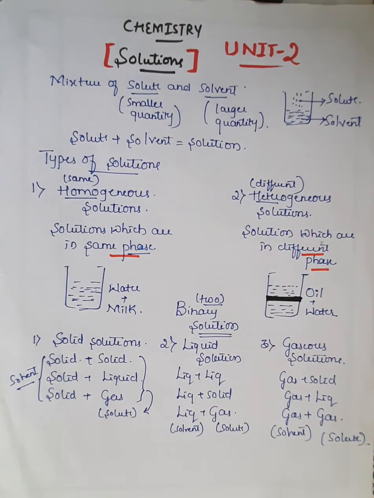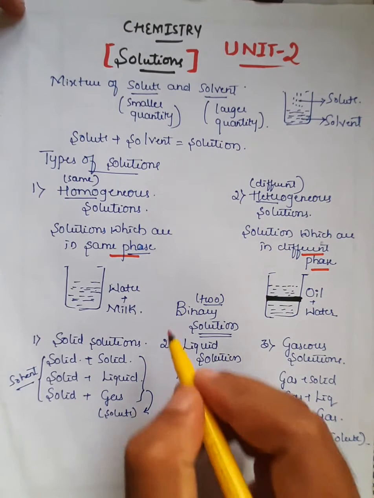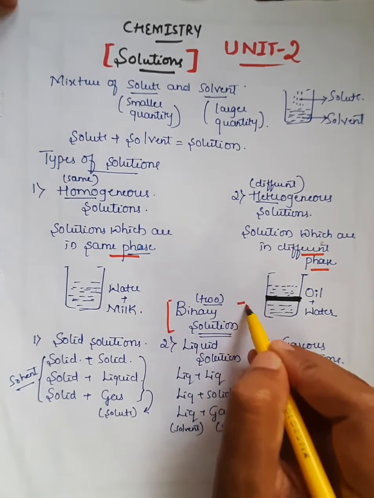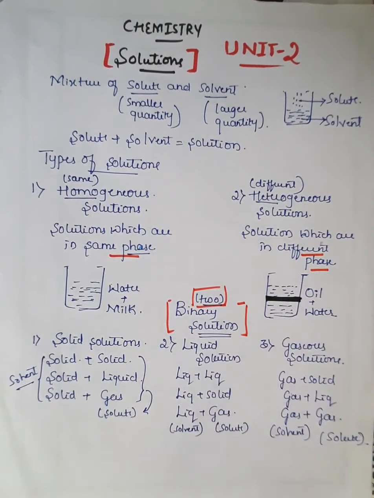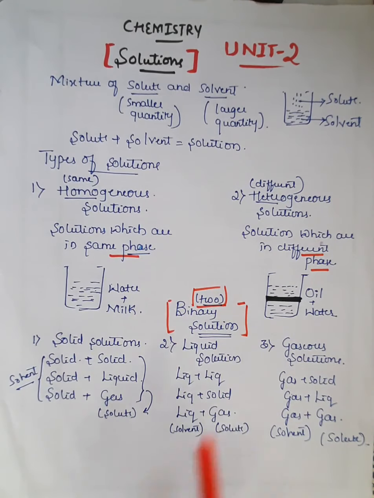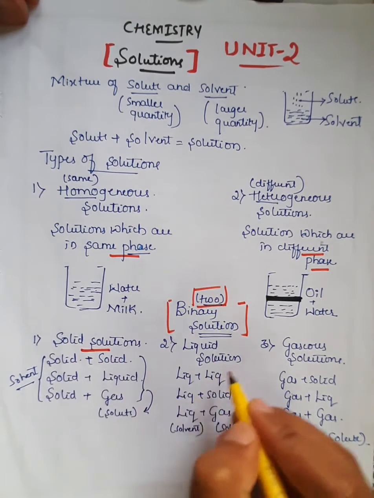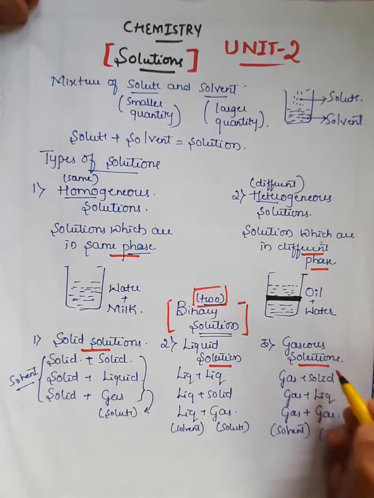And generally here in this topic we'll study binary solutions. The word itself says binary means two. So whenever it consists of two different components, these are generally called binary solutions. The overall study is about binary solutions, and these are further divided into three types: solid solutions, liquid solutions, and gaseous solutions.